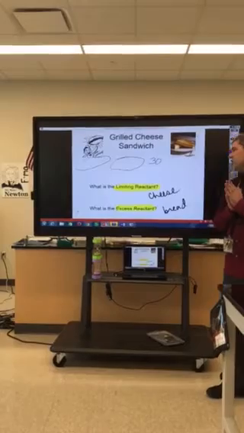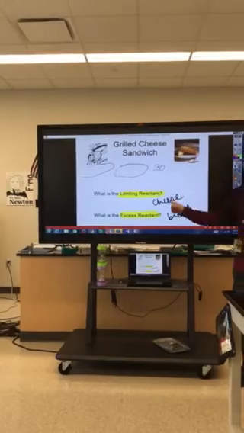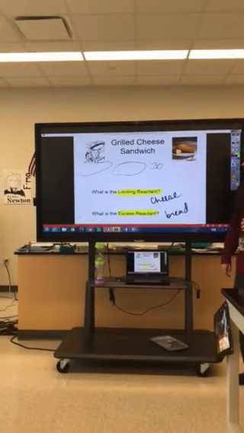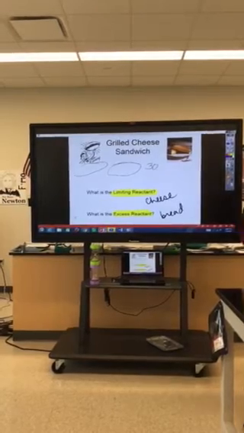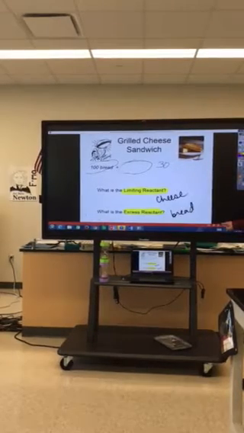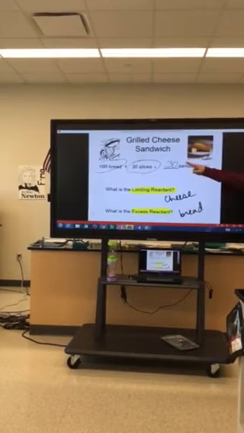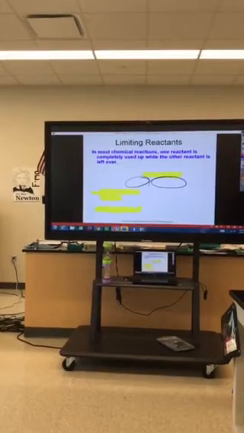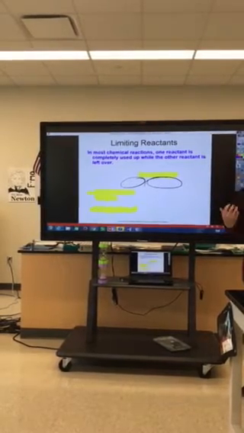Grilled cheese sandwich. What is the limiting reagent? As we talked about, cheese is the limiting reagent. It contains excess bread. We have bread left over. 100 pieces of bread, 30 slices. I'm hammering this piece. In most chemical reactions, one reagent is completely used up while the other is left over.